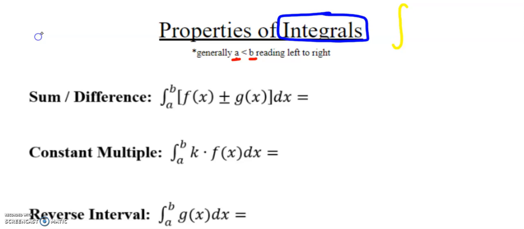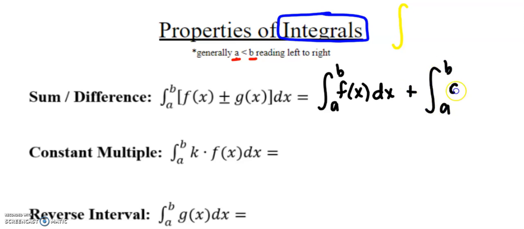So, sum and difference. We've seen this before. If I want to take the integral from a to b of f of x plus g of x, I can take the integral from a to b of f of x dx and add to it the integral from a to b of g of x dx. We've seen that before, kind of like with taking the derivative. We can sum up the area of each piece individually and then add their integrals together.